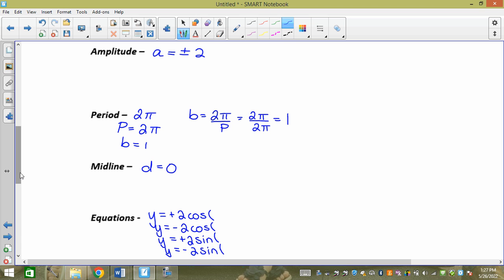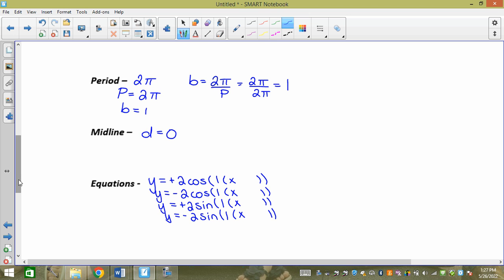Okay. What's the b value for all of these? 1. So 1, x, in brackets, for each one. Do I need a 1 there if it's just a 1? No. I could have just left it. And what do I put at the back for the d? Plus 0. Do I have to write plus 0? No, I'm doing it to prove a point. Okay, then we're going to flip over.